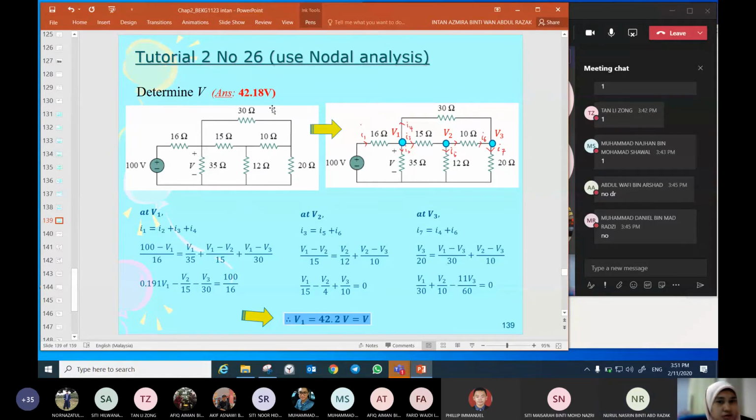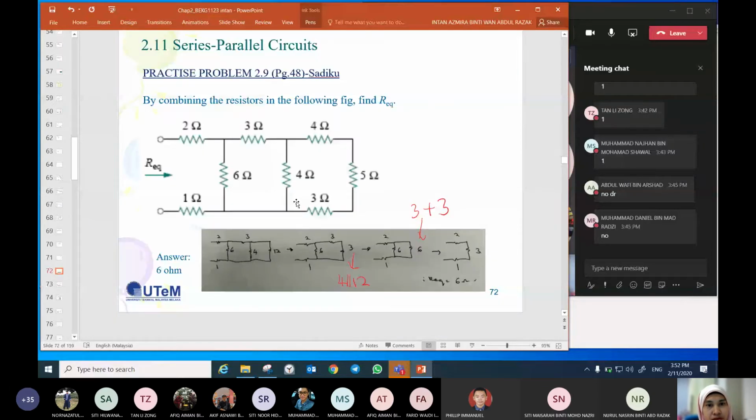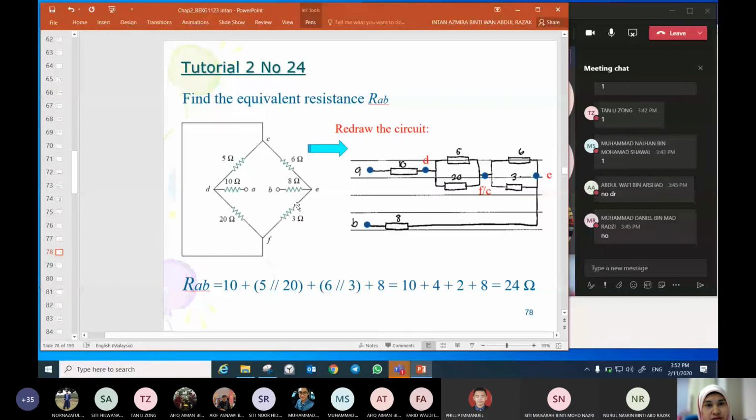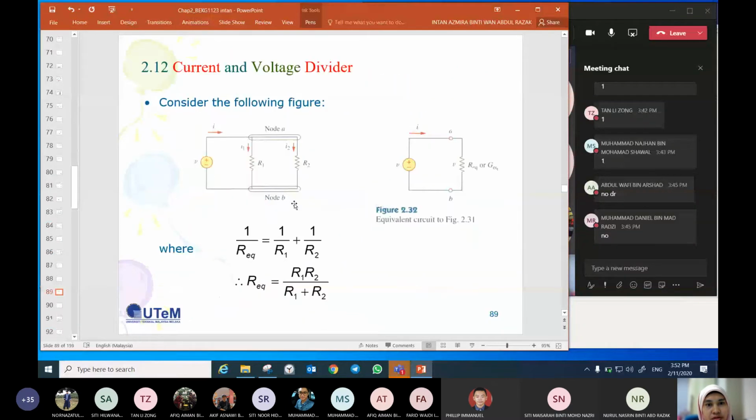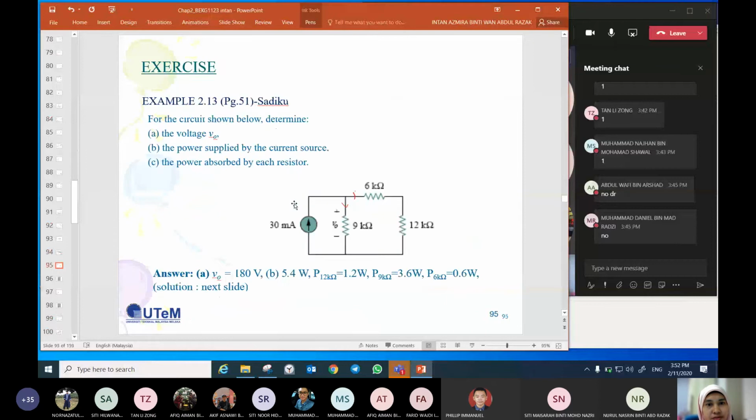Okay, the question did not mention any method. It did not specify any method to solve for V, so it is up to you. If you want to use star delta, you can solve by using star delta, and after you have star delta, you will solve by using current divider or voltage divider, right?